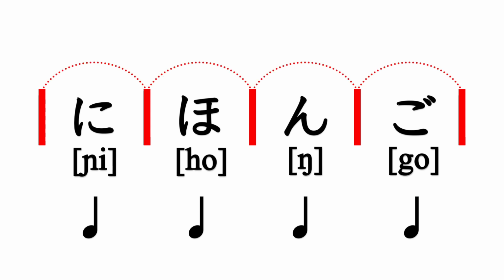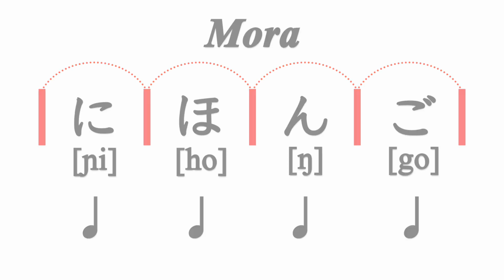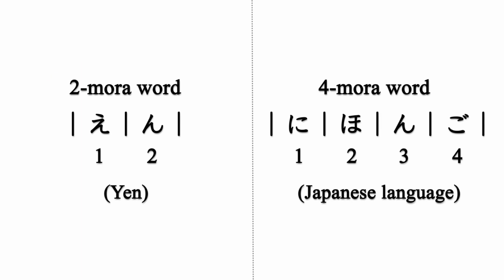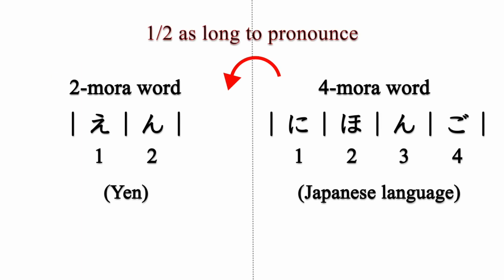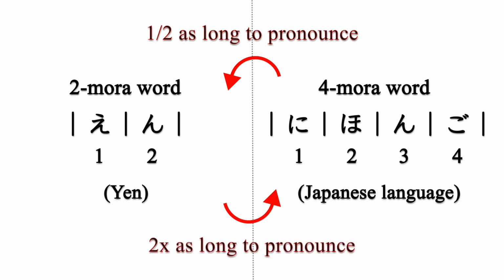This unit with the equal duration of a sound is called mora, the basis of the rhythm in the Japanese language. The word 日本語 has 4 moras. The word with 2 moras, such as n, takes half as long to pronounce as 日本語. 日本語 takes twice as long to pronounce as n. As you can see, each mora is represented by 1 kana. The combined characters such as kya also represent 1 mora.